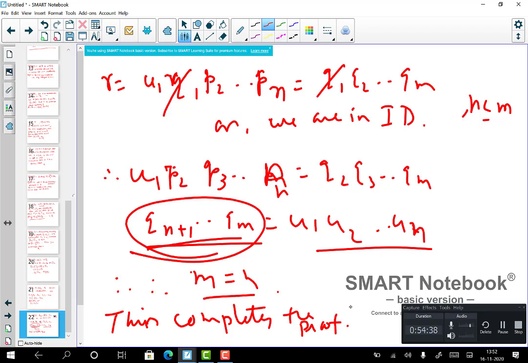Okay, so what we just proved is that every PID is a UFD. So the property whatever is true for a UFD is also true for a PID. Okay, maybe I will stop here for my lecture today. Tomorrow maybe we can discuss a little more about PIDs. Okay.